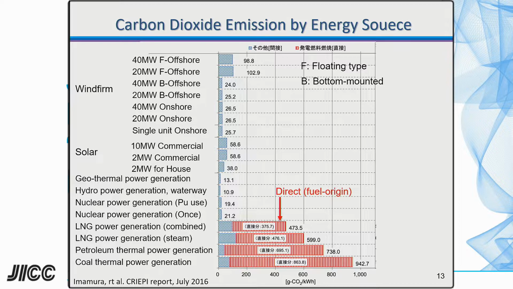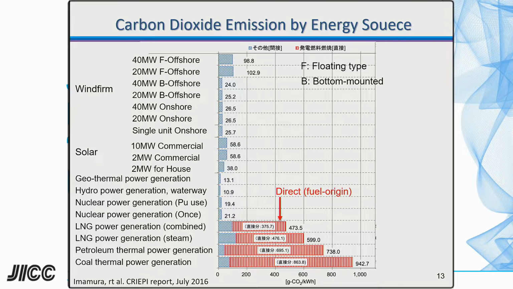The red part is the fuel cost. So the fuel cost is very dominant for the LNG and the petroleum and the coal. The red part is the fuel origin cost. It is the direct cost. And the blue part is the other indirect cost. And as you see, the nuclear and other renewable energy, the fuel cost is very, very small comparing to the indirect cost. Okay?